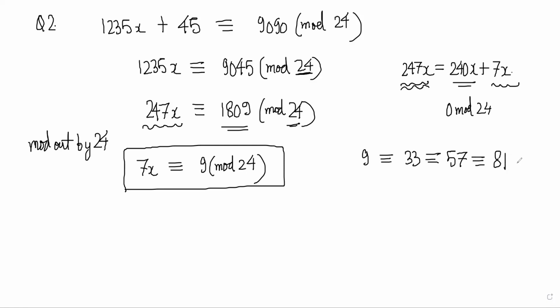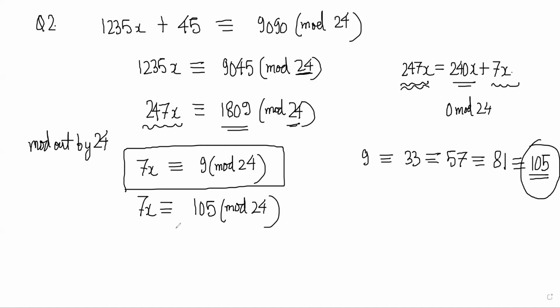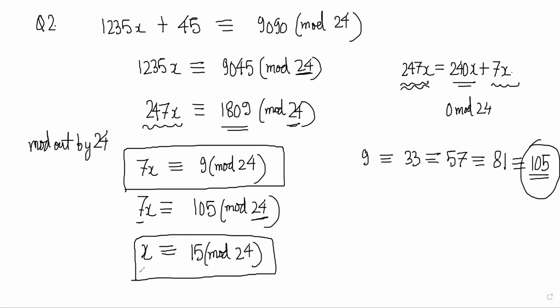Similarly, 81 mod 24 and then 105 mod 24, but 105 is divisible by 7, right? We can say 7x is congruent to 105 mod 24, and now I divide by 7 on both sides. Now 7 and 24 have GCD of 1, and therefore we can easily divide. X will be congruent to 105 divided by 7, which is 15 mod 24. So my answer is x is congruent to 15 mod 24. That is our answer for this congruence, right?